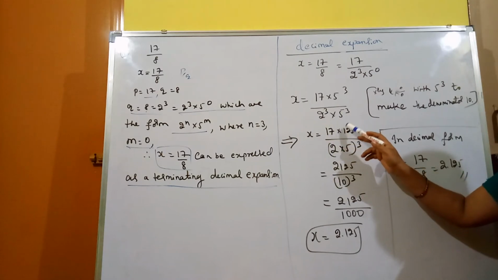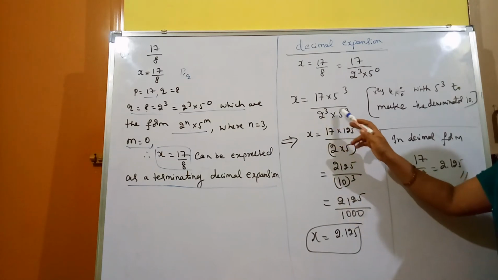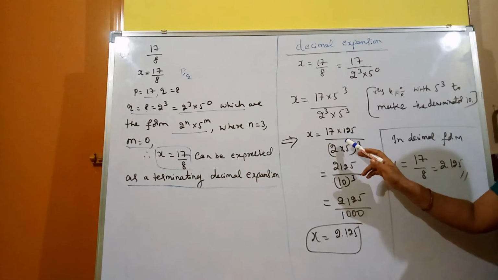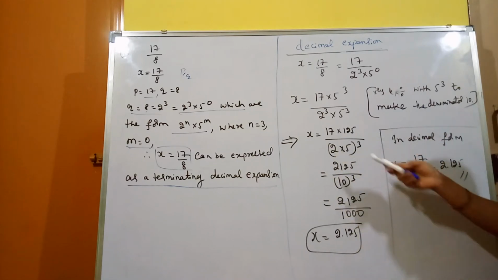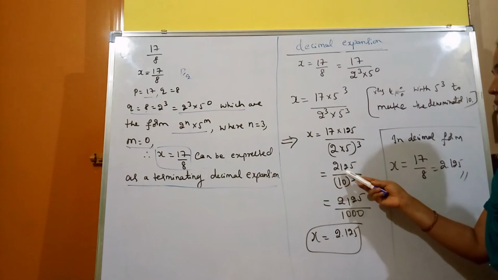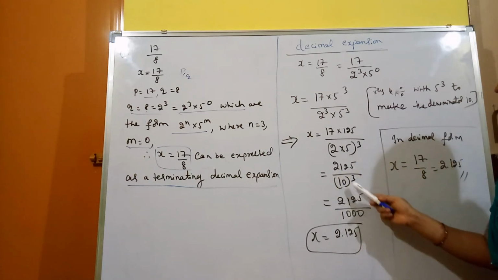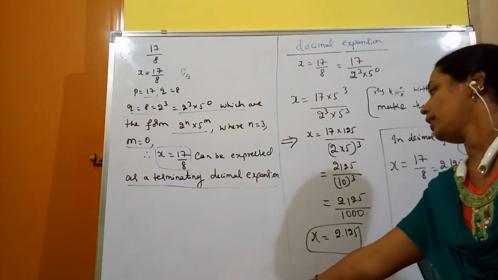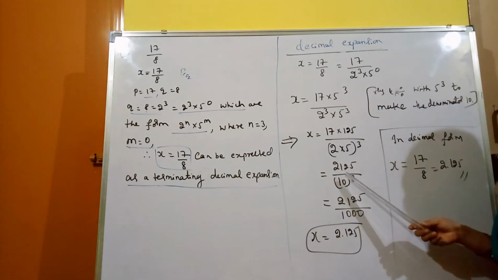It has the same common power. We can write the whole power: 2 cube into 5 cube can be written as 2 into 5 whole cube. Then if you multiply 125 into 17, you will get 2125. 5 twos are 10.